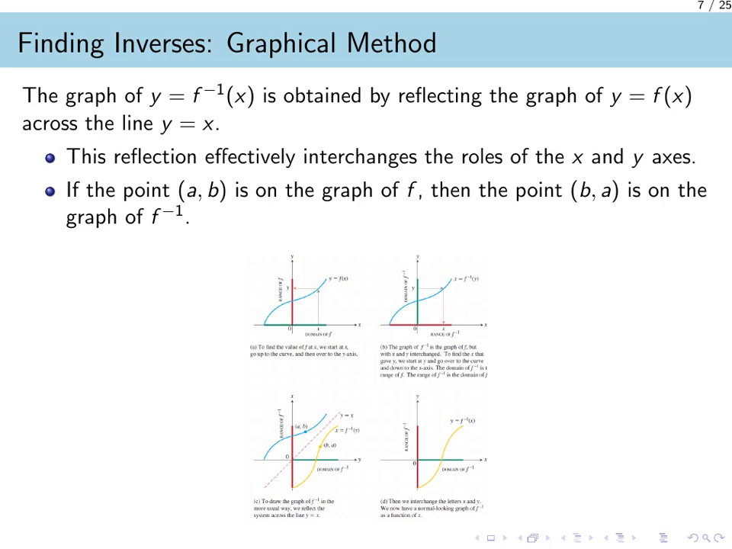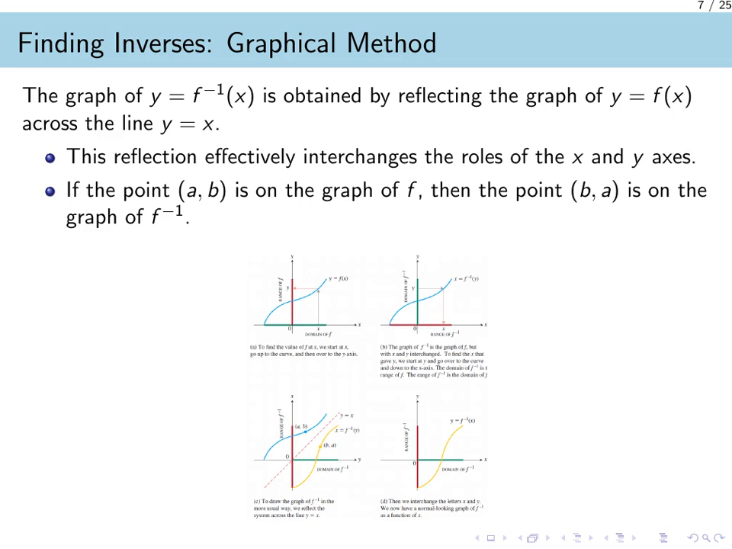This complete exchange of coordinates is geometrically identical to reflecting the entire graph across the main diagonal line, y equals x. For example, if the point (2, 4) lies on the graph of f of x, then the point (4, 2) must lie on the graph of f inverse of x. This reflection effectively turns the domain into the range, and the range into the domain. So to get the graph of an inverse, you just take the original function's graph and reflect it over the line y equals x.